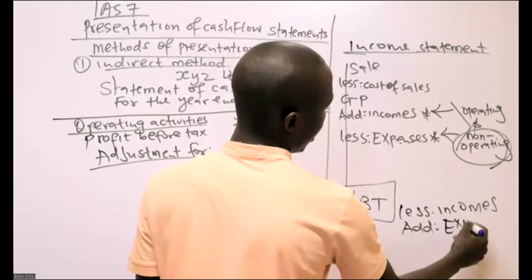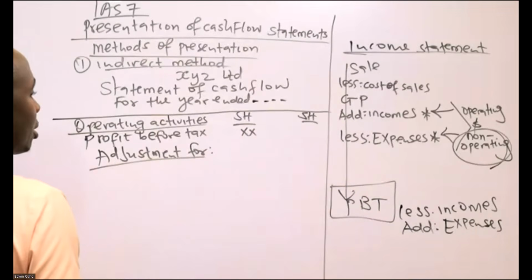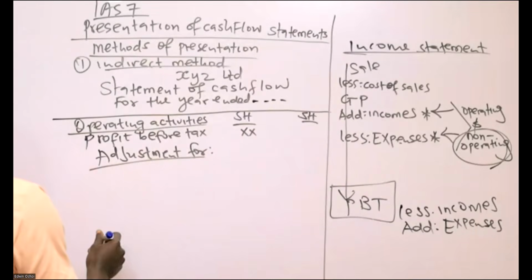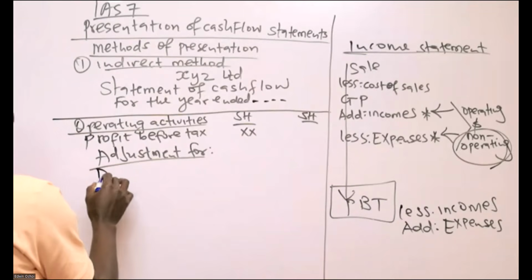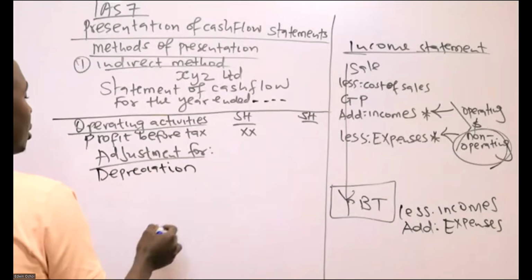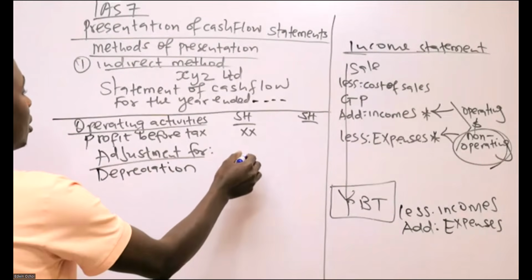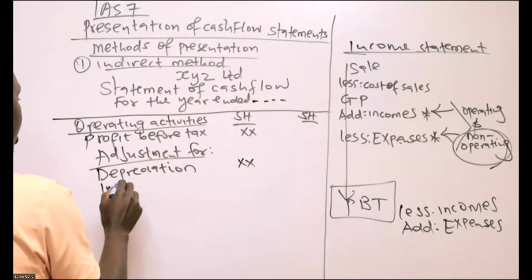The expenses, we add them. These are the expenses I'm talking about, and incomes. They are just standard, so you don't have to struggle. You talk about depreciation. Depreciation is an expense, so this one was deducted. You add back. You talk about impairment.